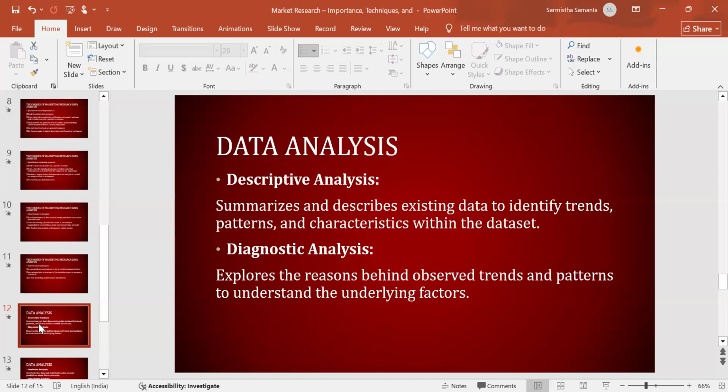Next comes the diagnostic analysis. Why during winter season is my cosmetics product demand going down? Is it causing skin dryness? Is it causing any skin irritation, allergies? So why? That diagnostic analysis is done after you get a descriptive analysis. Diagnostic analysis explores the reasons behind the observed trends and patterns to identify the underlying factors.